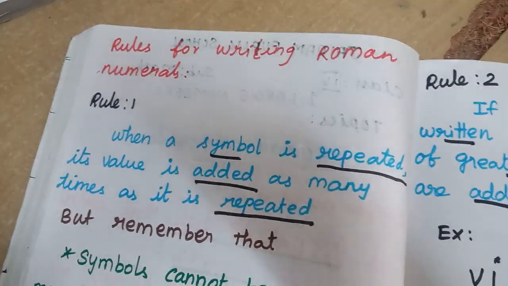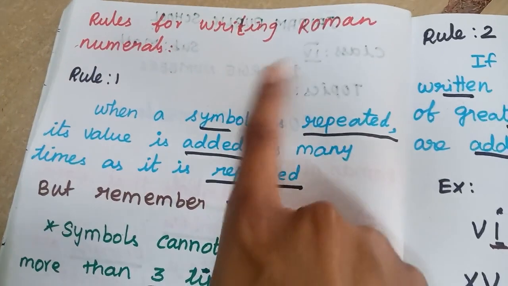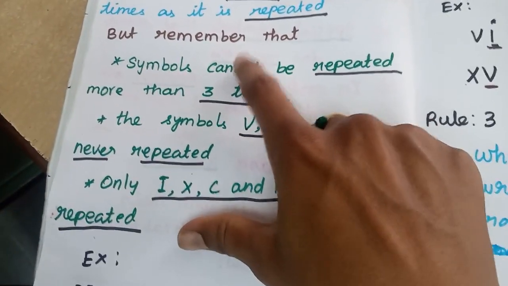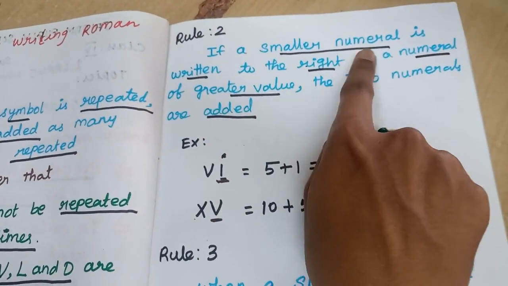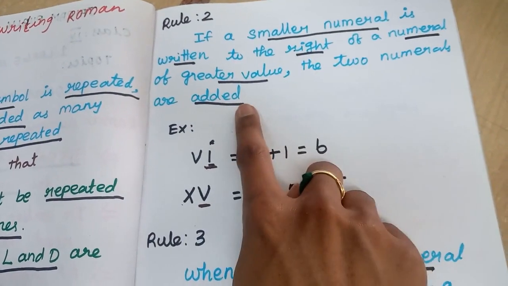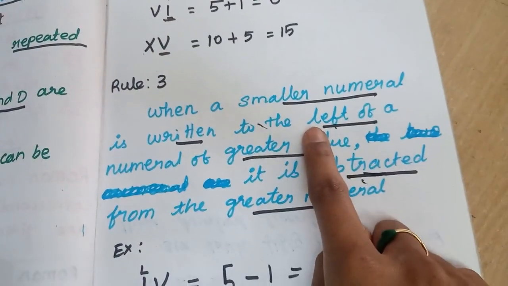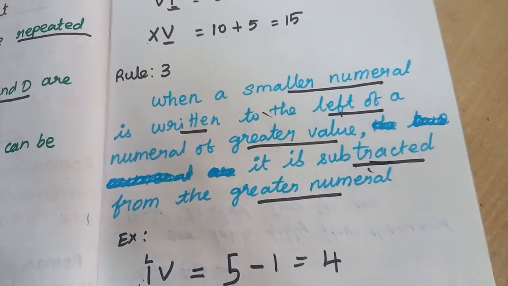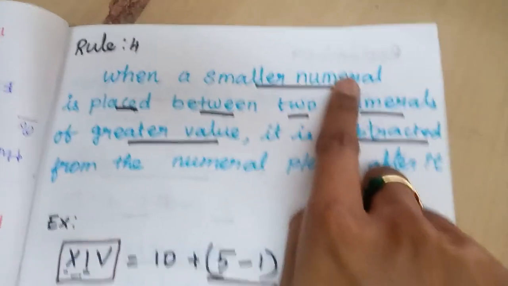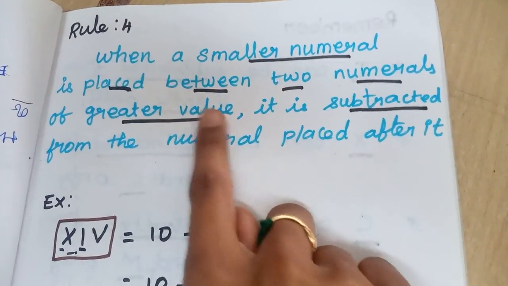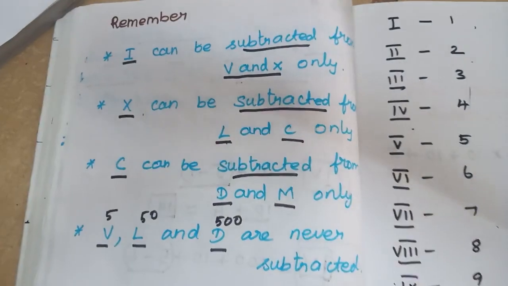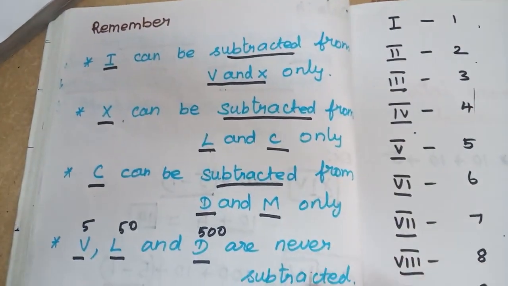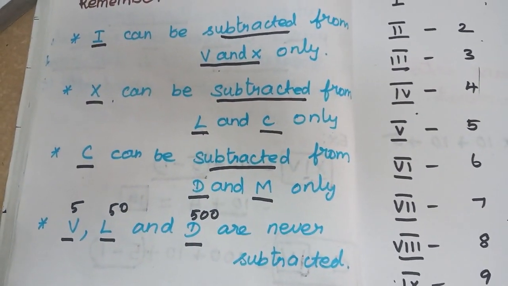Next, these are the rules for writing the Roman numerals. This is rule number 1. You have to keep this in mind. Next is rule number 2: a smaller numeral written to the right is added. A smaller numeral on the left means you have to subtract. Next, a smaller number placed in between greater values means first you subtract and then add. This is the last one. You have to keep this in mind. Now we have come to the end of the section.